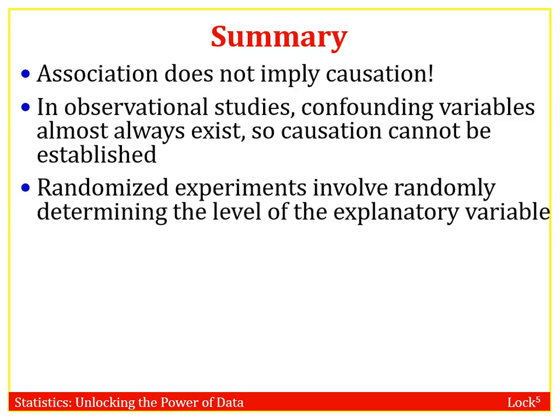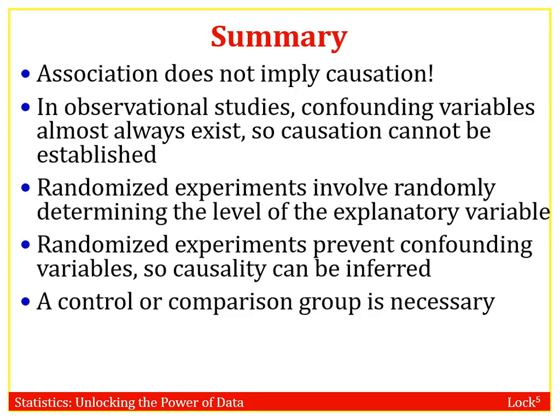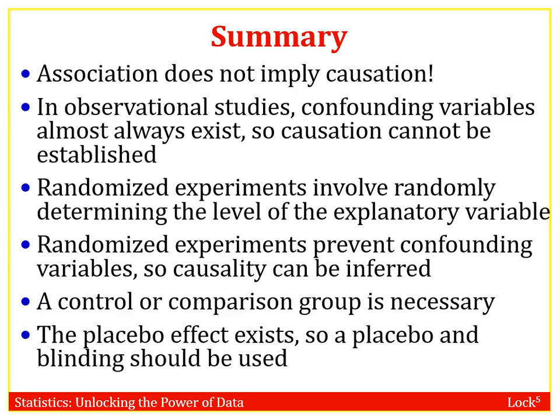Randomized experiments involve randomly determining the level of the explanatory variable, and they can then prevent confounding variables from influencing the results, so then you can have causality in a randomized experiment. You also need a control group to compare your results to. And you've got to be concerned about the placebo effect. And if possible, use a double-blind situation.